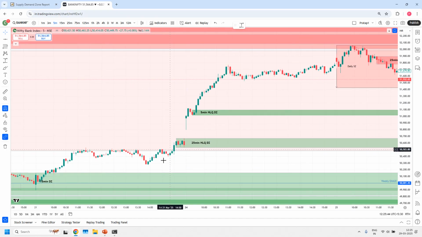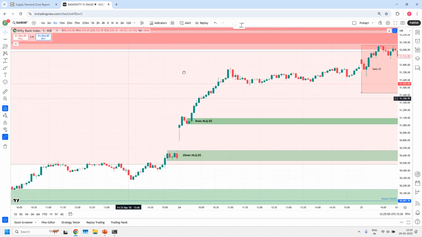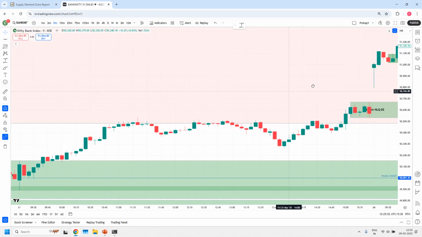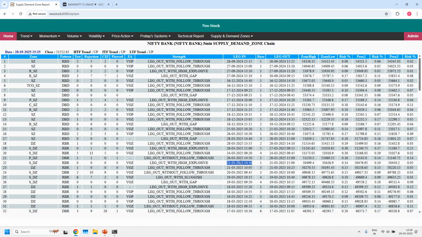This is 15 hours, 1450. This is the one. Let me hide the gap. You will get clarity. This is the leg in. This is the base, and this is the rally. Is that one? Rally, base, rally. Yes, RBR.